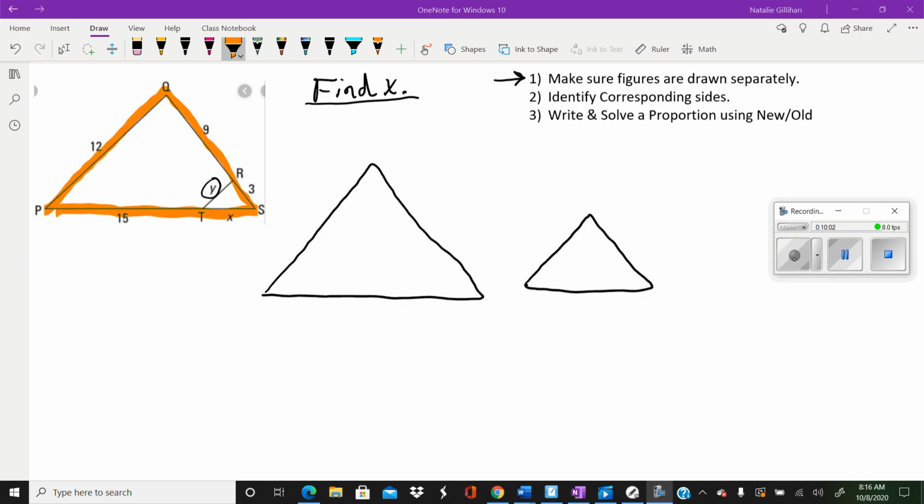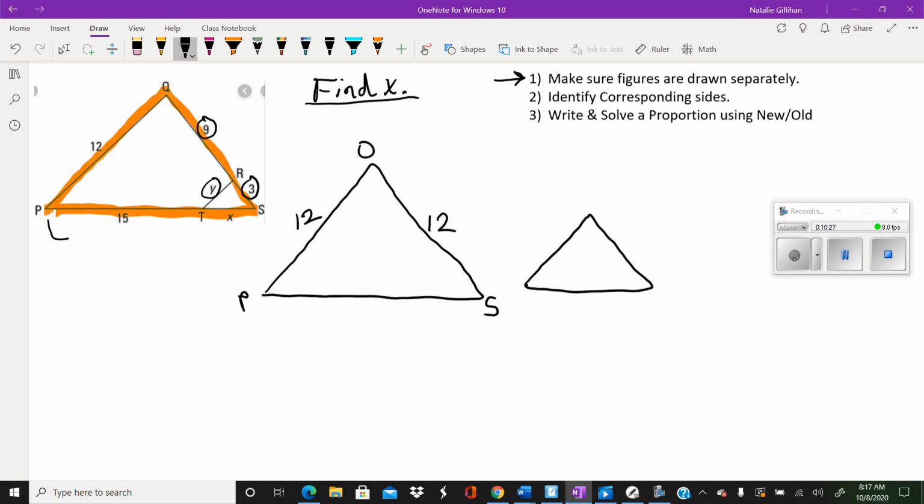Okay, so our larger triangle here is the orange triangle. And that's my little guy on the left here. And from Q to P, we have a distance of 12. So let's label that. From Q to S, on the right side, we have 9, but we also have 3. So we would have to add those together. 9 plus 3 gives us 12 there as well.